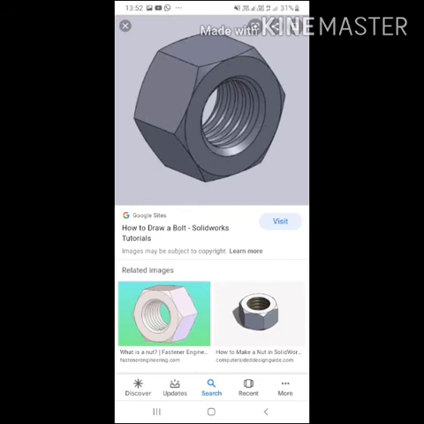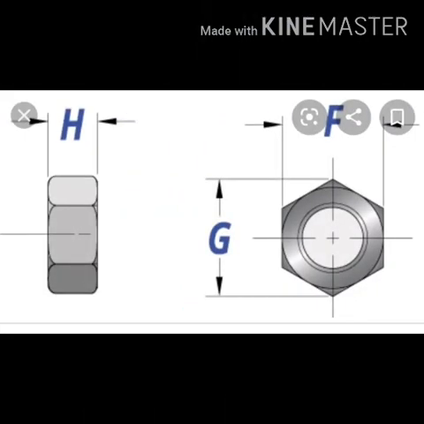Now let us discuss the major types of nuts commonly used in our engineering drawing. That is, the square nut and hexagonal nut. These two nuts are commonly used in our engineering drawing. Next, let's discuss how to draw the hexagonal nut and square nut using the parameter d.